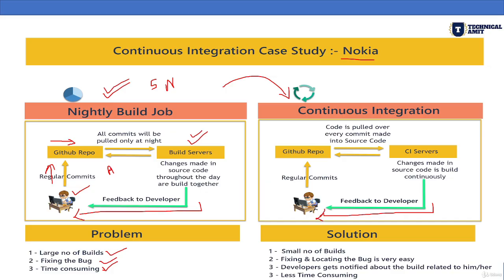If there are any issues, developer will get an email. Okay, you have committed these changes. We have performed these checks, and this is where your code is failing. Please make sure to fix this.